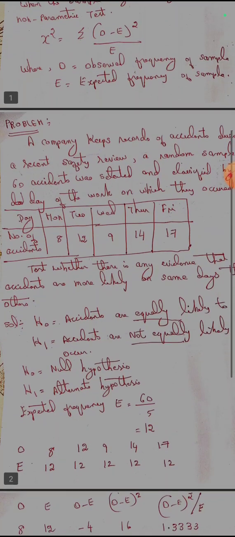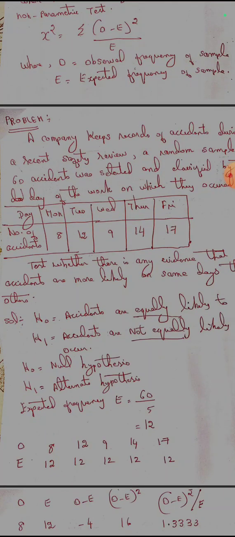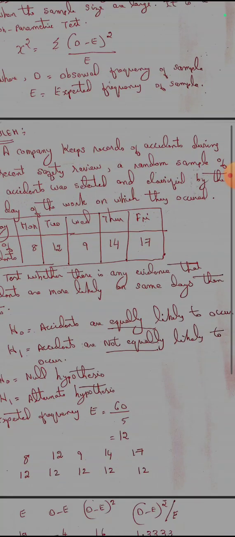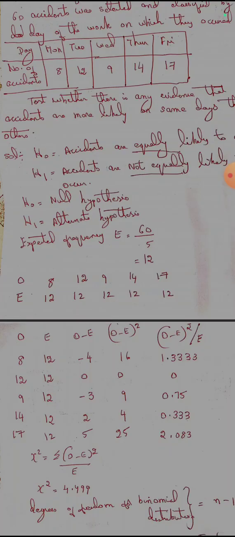Now the expected frequency I have to find by adding all the numbers of accidents, that is 8 plus 12 plus 9 plus 14 plus 17, and dividing by the number of days, 5. So 60 divided by 5 is 12. Now I am going to create a tabular column. First I am writing the values for O separately. O denotes the number of accidents: 8, 12, 9, 14 and 17. E denotes the expected frequency. 12 remains the same for all those observed frequencies, so we write 12 for all.